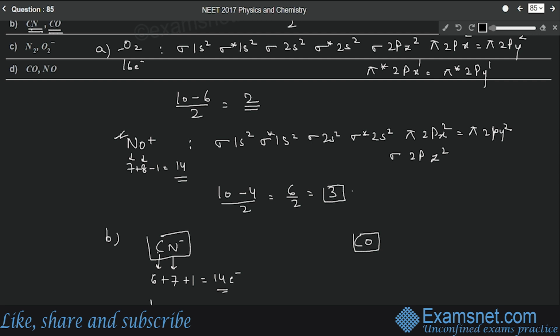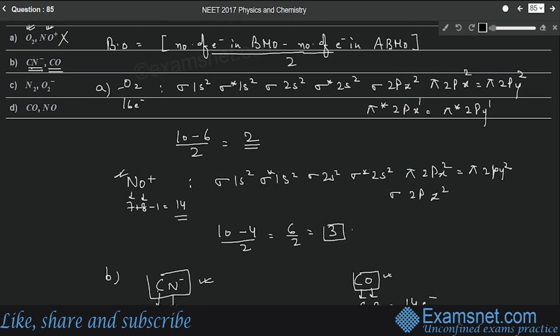That means here also the bond order will be 3 because it also consists of 14 electrons. In CO, carbon will have 6 and oxygen will have 8. Total 14 electrons again. Then again the bond order will be 3. That means in this pair the species have the same bond order. That is 3. So we can say that option B is the correct answer.